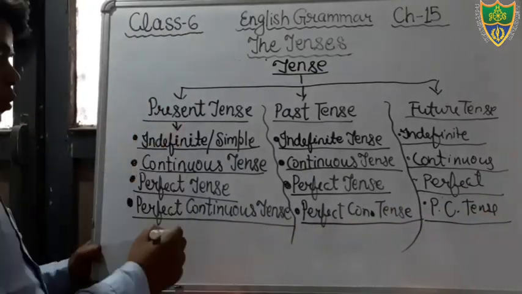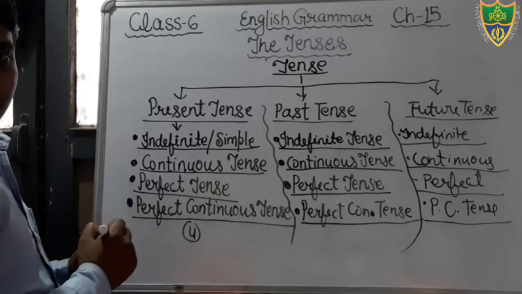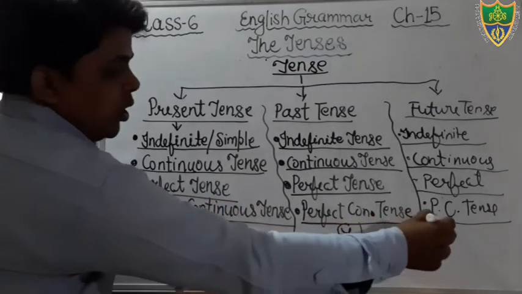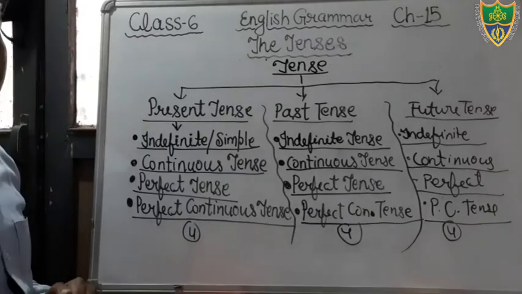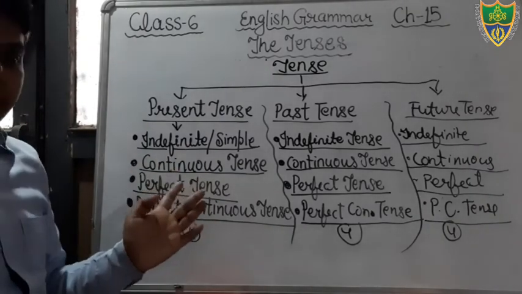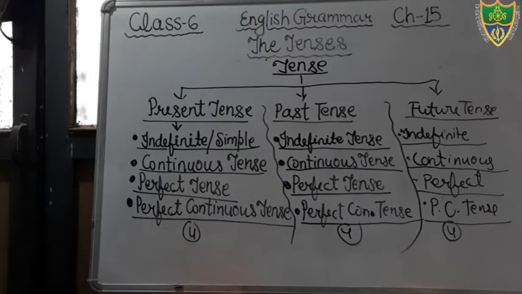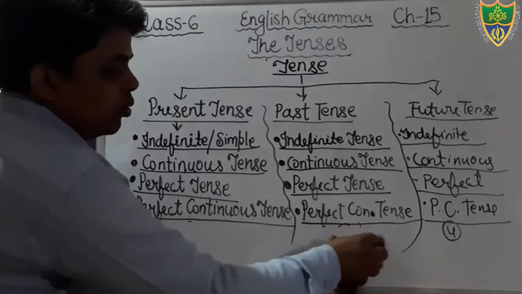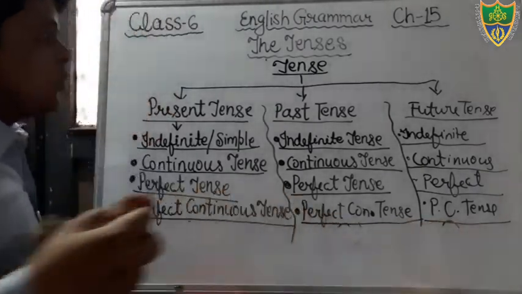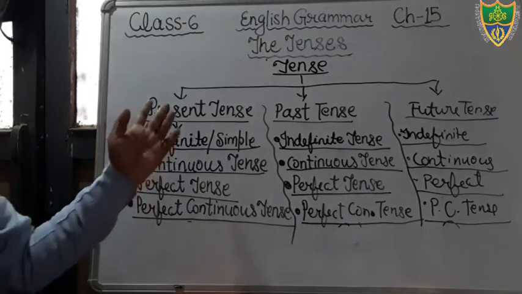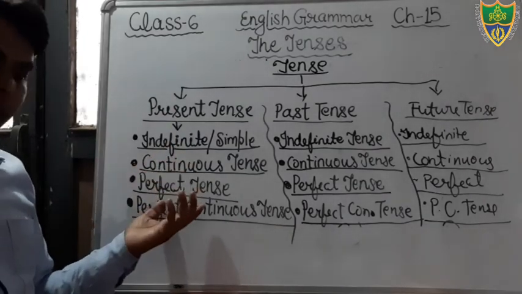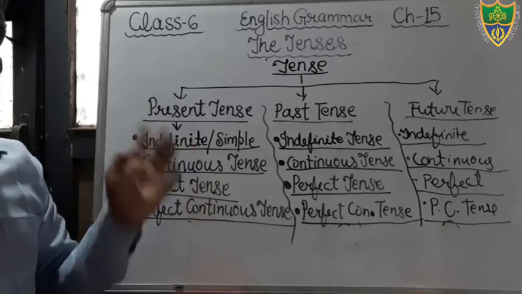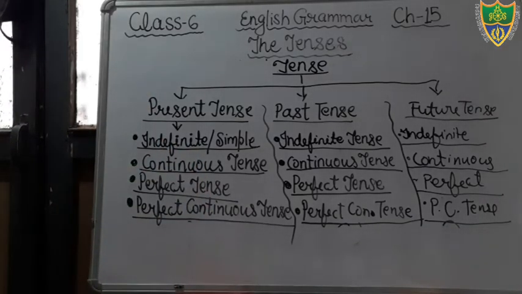Okay students, so in this way we can see here 4, 4 and 4. In this way there are a total of 12 kinds of tenses that we have to discuss in detail. Okay students, so you write these kinds in your notebook. Just write down present indefinite tense, present continuous tense, present perfect tense, and present perfect continuous tense. Dear students, you have to also learn these kinds with the correct spelling.